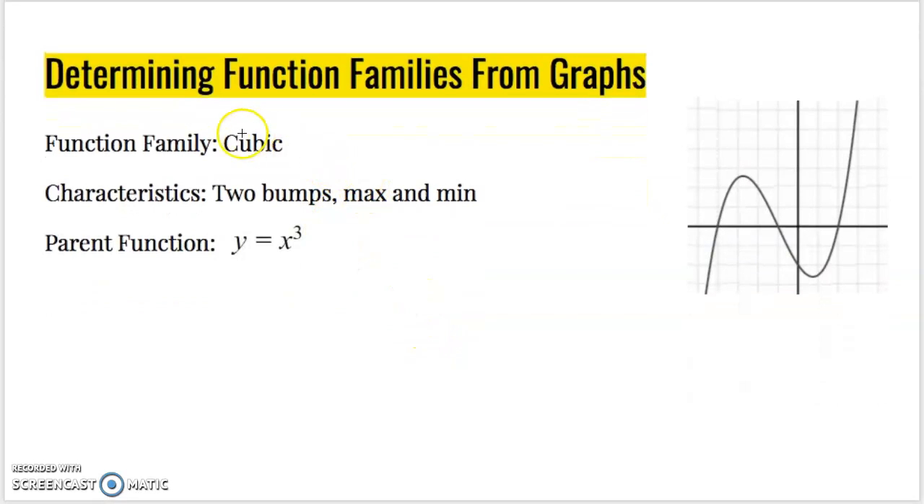Next, we have a cubic function, and a cubic function typically has 2 bumps, and it has a maximum and a minimum value. Now, this is a very exaggerated cubic function. Sometimes you'll even see cubic functions that look almost like this. But it still has these 2 smaller bumps right there, and so that's one of the characteristics you can identify of a cubic function. And then obviously, a cubic function has y equals x cubed as its parent equation.